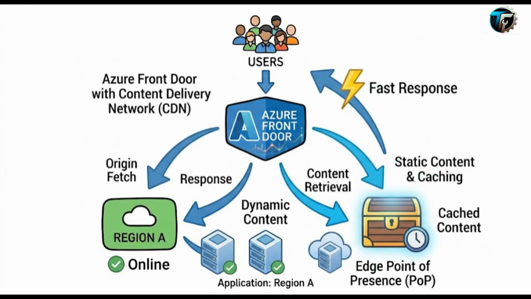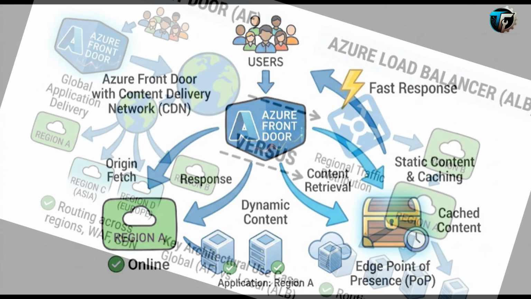Another important concept is content delivery. Static content such as images, JavaScript, CSS, and other cacheable resources can often be served closer to users through edge infrastructure. This reduces the distance between the user and the content. The result? Lower latency and a faster user experience. This is especially valuable for globally distributed applications.